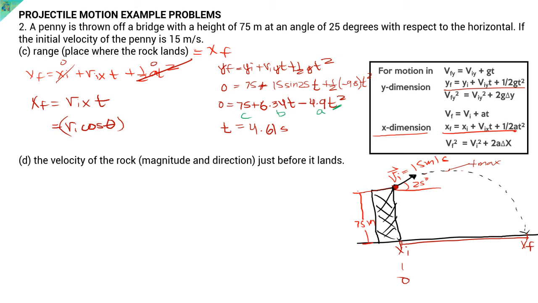So this is now the time it took the penny to go from here up to the end. We'll plug it here. 4.61. Sorry, let's make this t. And we plug in our value. Our VI is 15 cosine 25 multiplied by time, which is 4.61. Okay. Put that in your calculator.